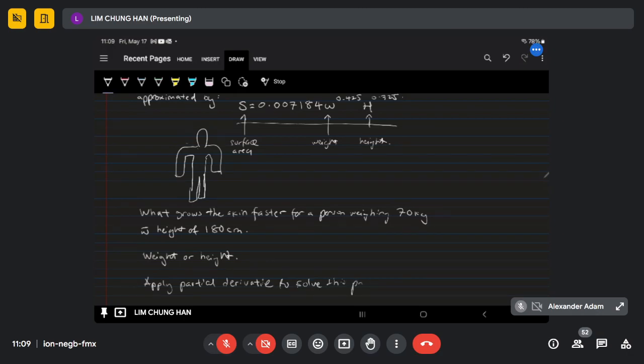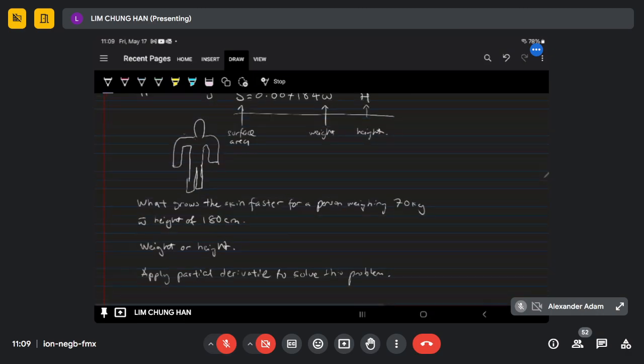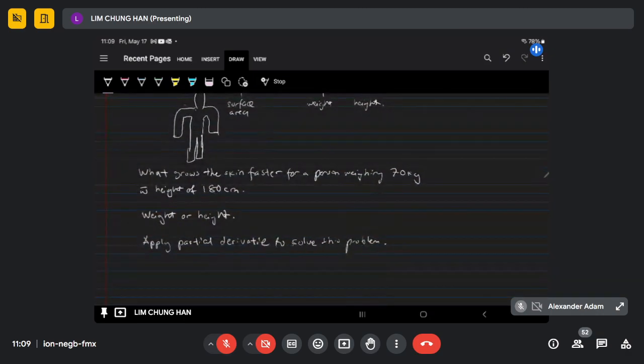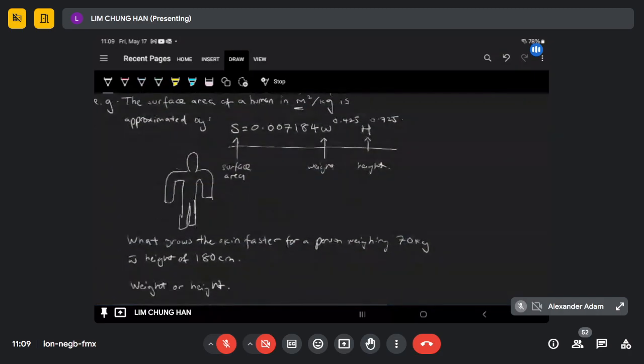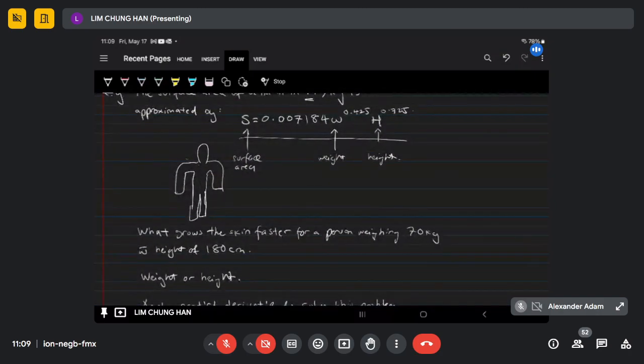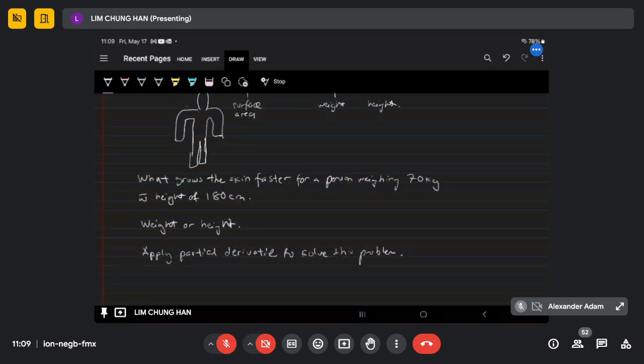Okay. So if you are a serial murderer and you kill people to sell their skin, then this problem will be very helpful to you because you can see how you can maximize the skin that you can sell. All right. So apply partial derivative to solve this problem.